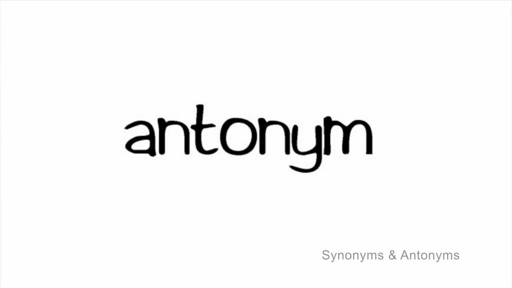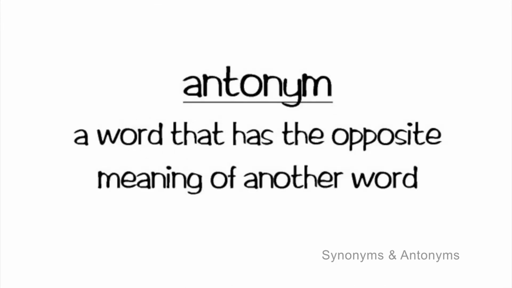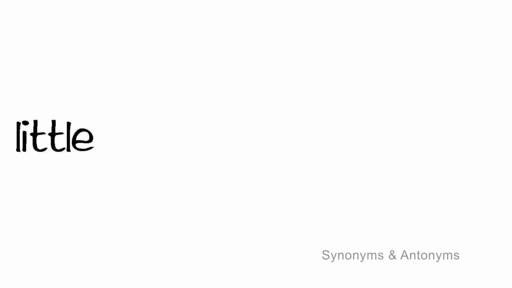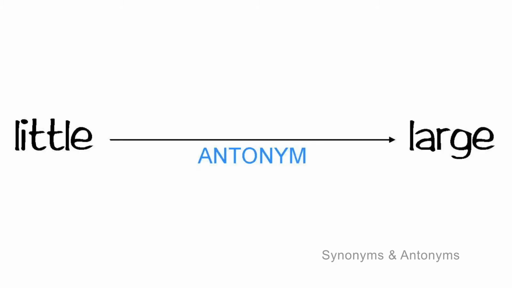Next, we have the word antonym. The definition of antonym is actually the opposite of synonym. It's a word that has the opposite meaning of another word. Here's an example with the word little. The opposite of little could be large. So little and large would be antonyms.